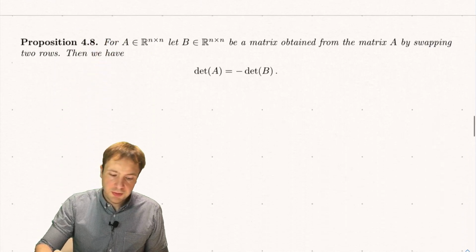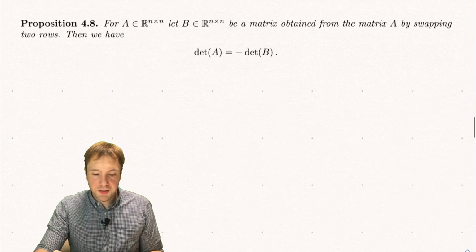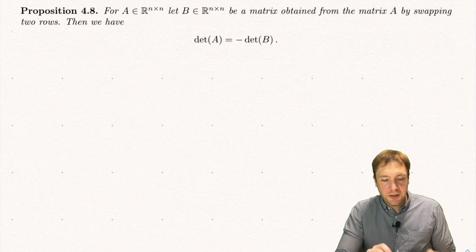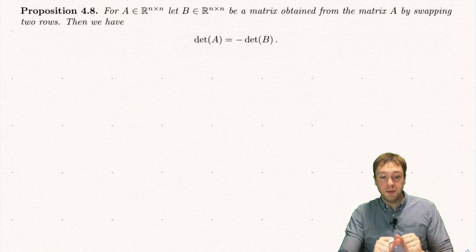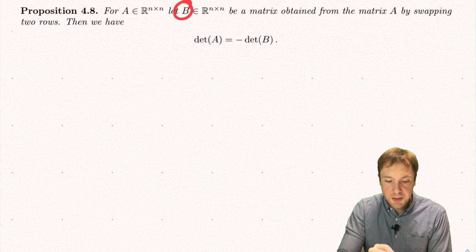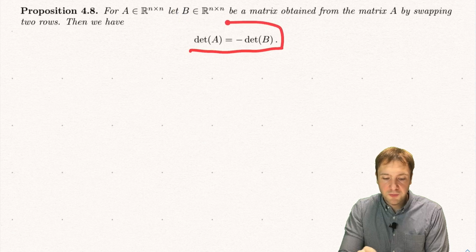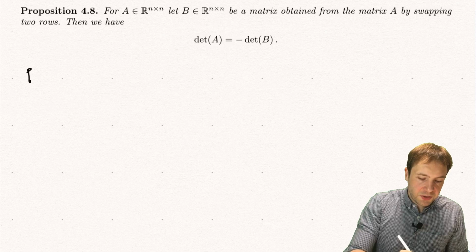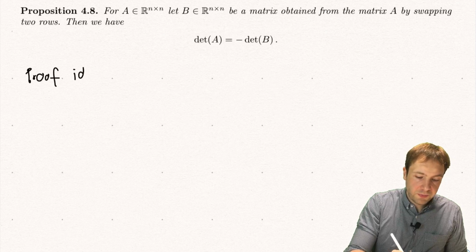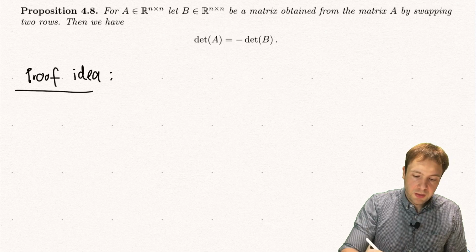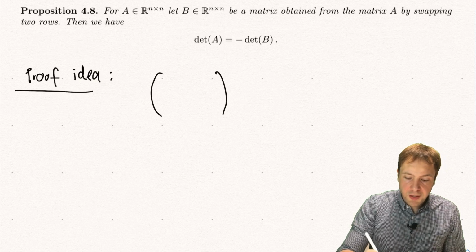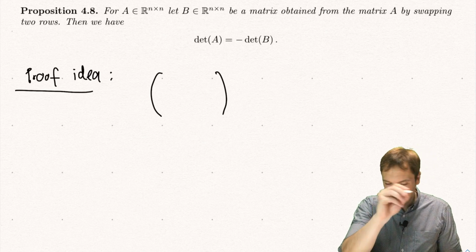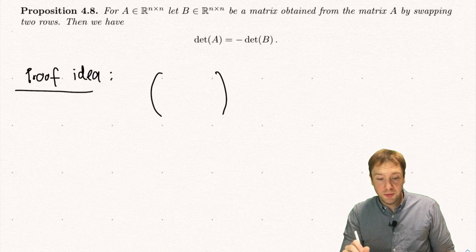Now this proposition states that if I have a matrix A and I swap two rows in the matrix A and call the new matrix B, then the determinant of A is minus the determinant of B. And here we just give the proof idea. If I want to calculate the determinant of A, then I need to choose patterns and sum over all possible choices of pattern.